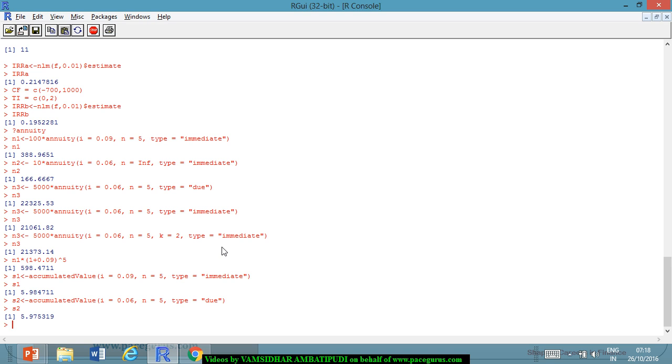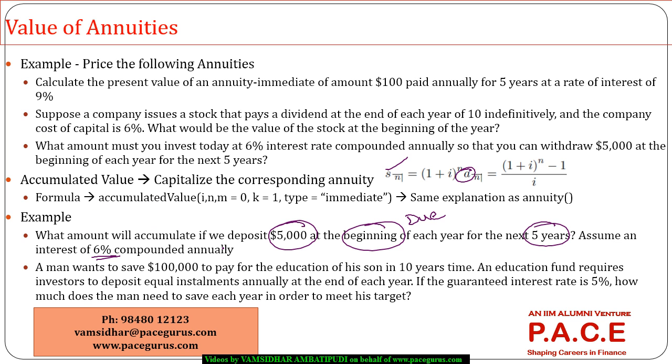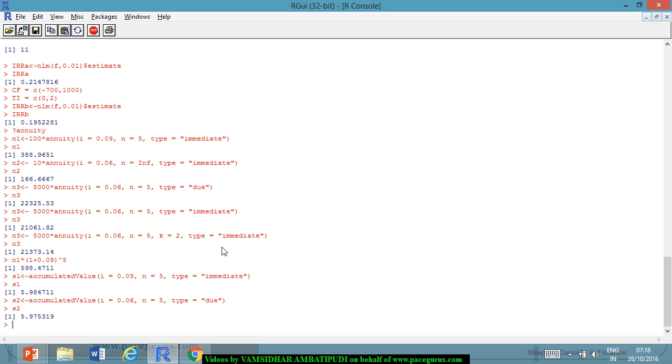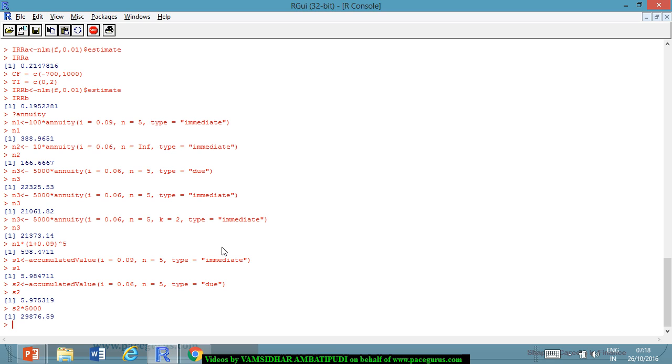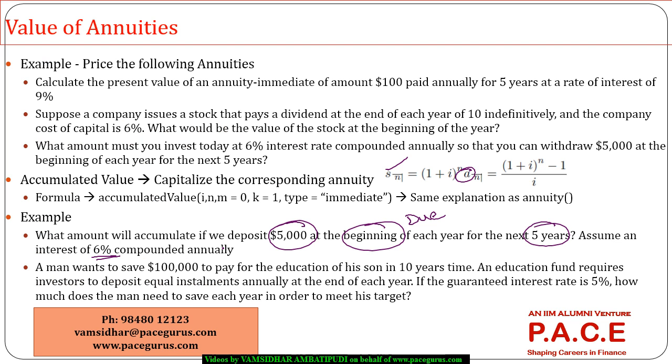So which is giving me that my S2 is 5.97. So this 5.97 I have to multiply with 5,000, which is giving me almost 29,876. So if you start depositing 5,000 per year right from now for the next 5 years, at the end of 5 years, you are going to receive 29,876 rupees.